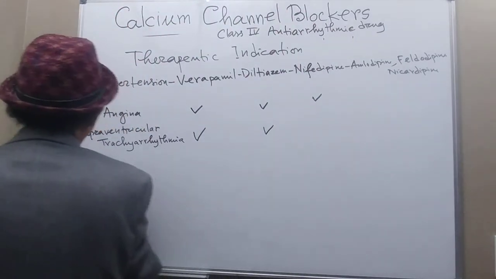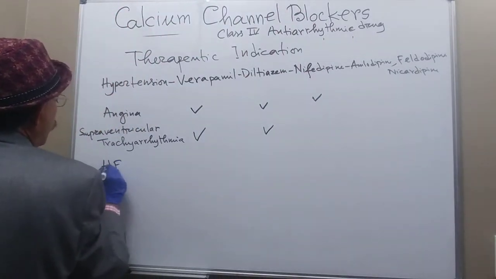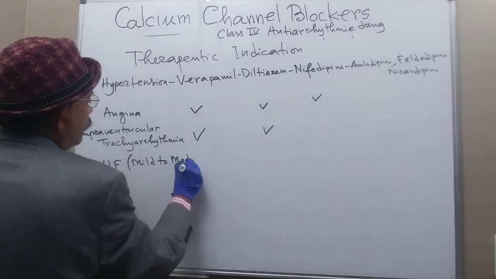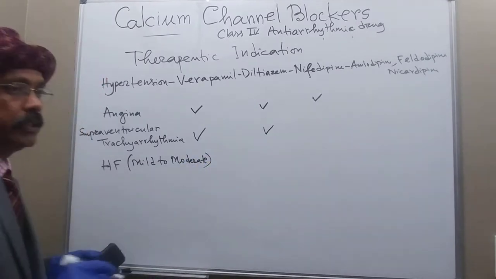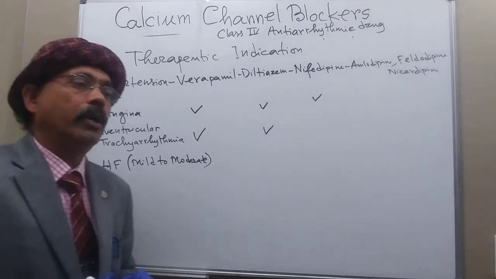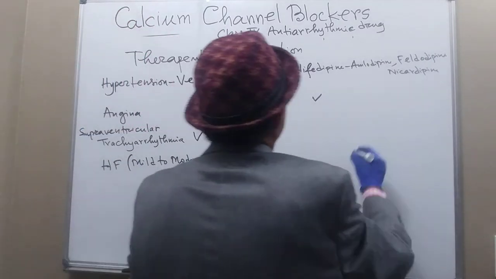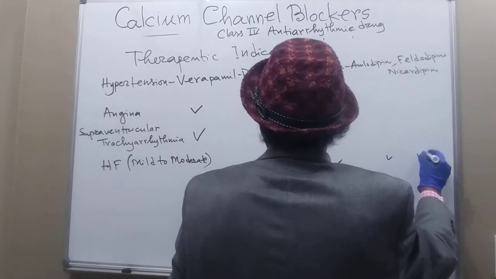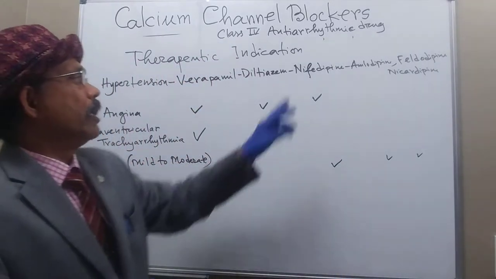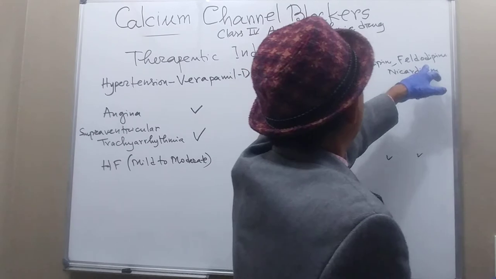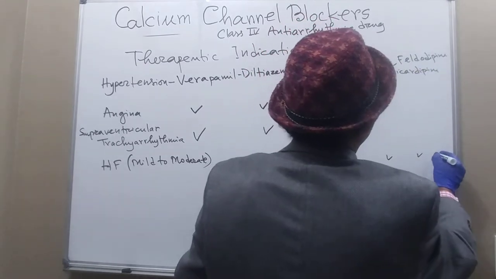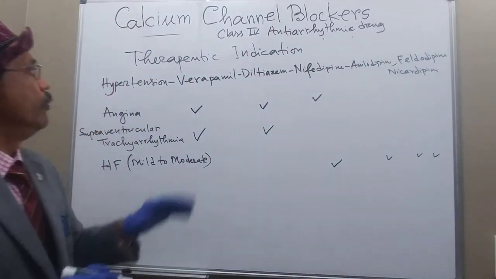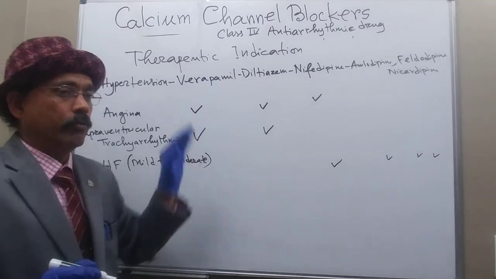In case of heart failure, some patients have mild to moderate heart failure. Severe heart failure is actually a contraindication. So in case of heart failure, we'll give the dihydropyridines. We'll avoid diltiazem and verapamil. So nifedipine, amlodipine, felodipine, nicardipine. Okay, this is 1, 2, 3, 4. These are all the drugs for heart failure. No diltiazem or verapamil in that condition.